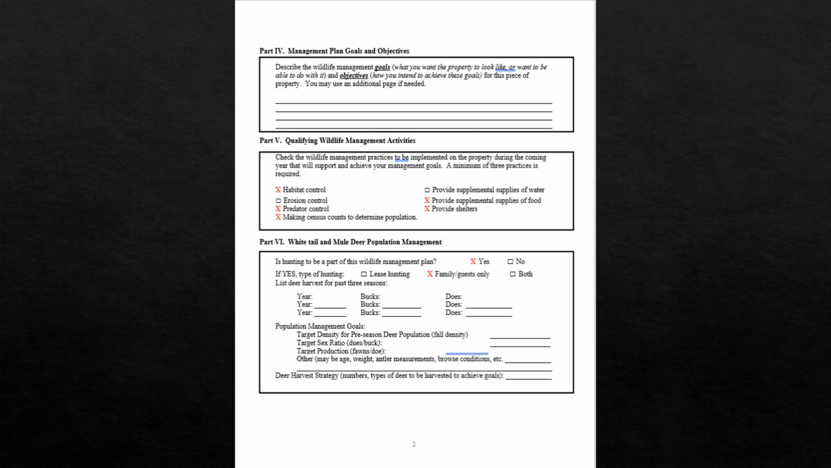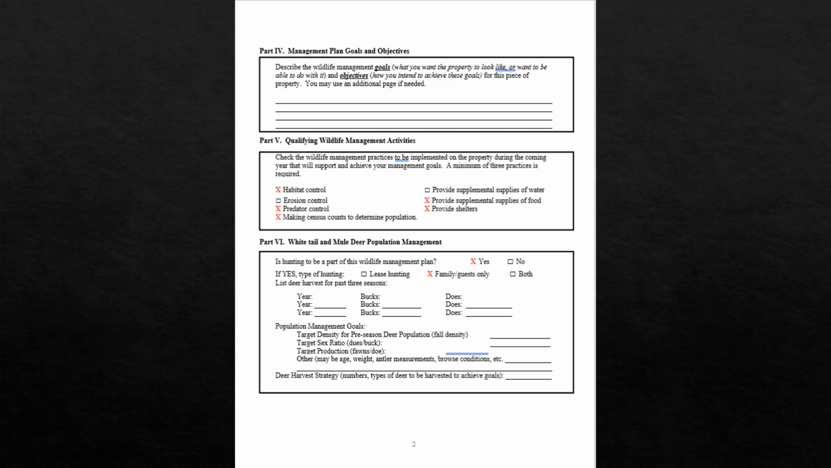Okay, on the next page, you're going to see the section for your goals and objectives that was covered earlier in the presentations on completing that. And then we have the list of the 7 major practices here. We've selected for this specific property habitat control, predator control, census work, as well as supplemental food and supplemental shelter. Like we mentioned in the description of the property, hunting will be part of the management plan, and that's going to be conducted by family and friends only.